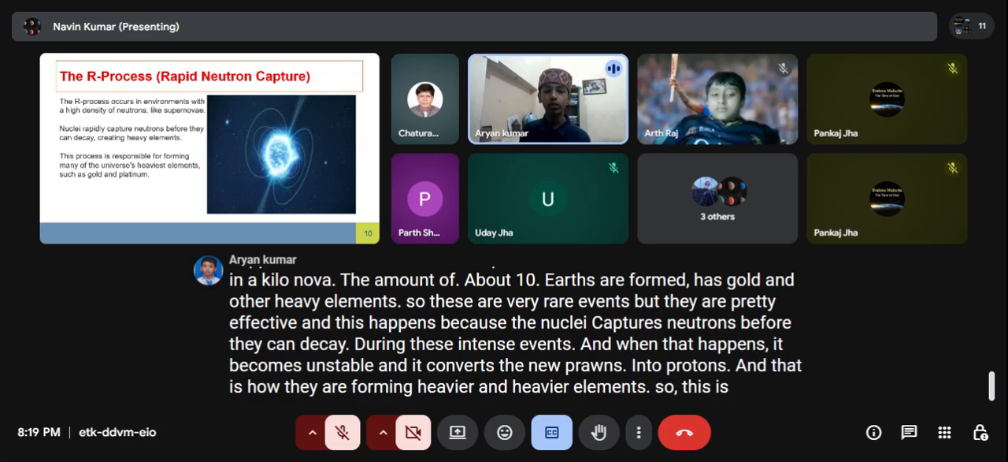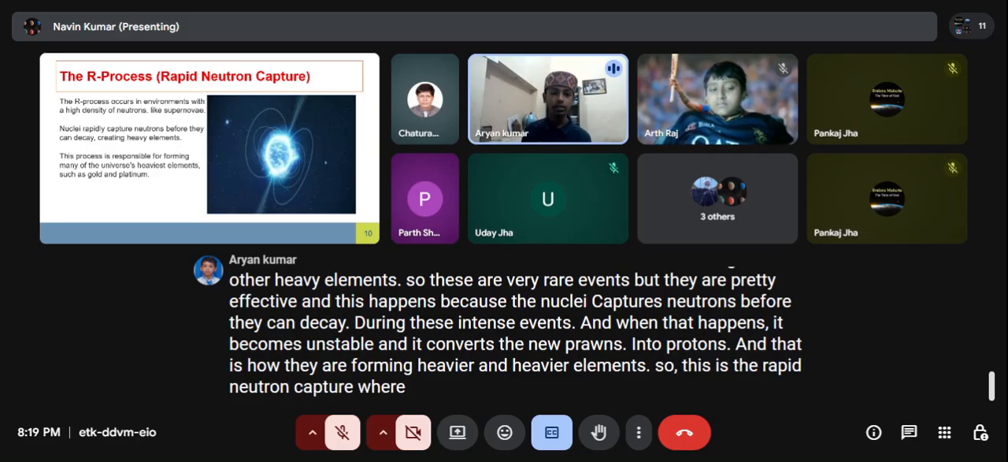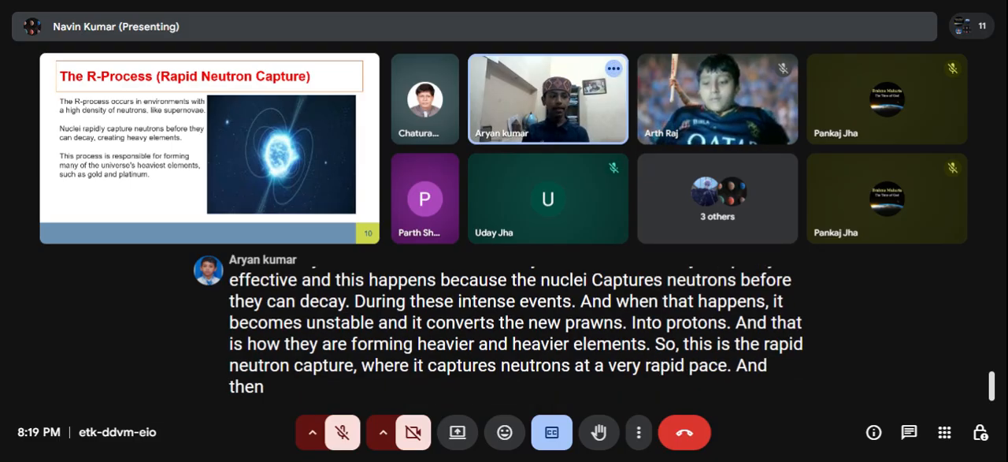So this is the rapid neutron capture, where it captures neutrons at a very rapid pace, and then it converts those neutrons to protons.